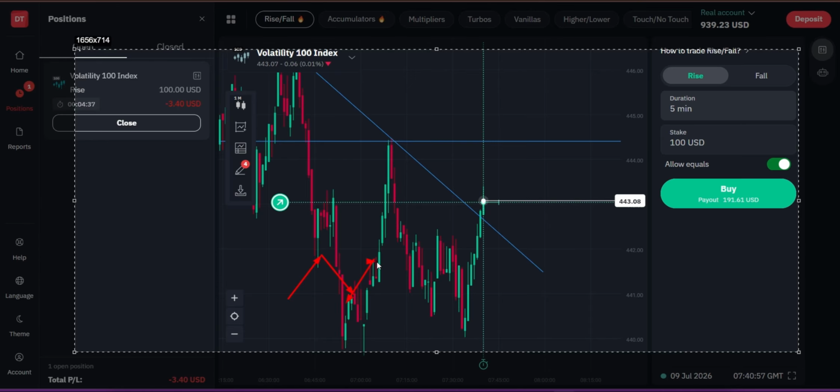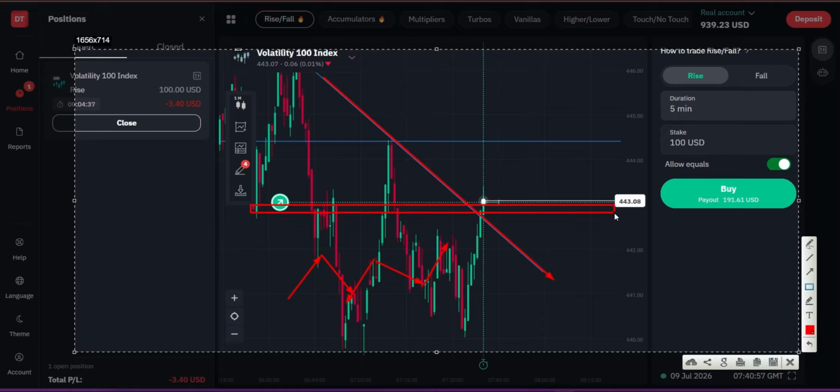Higher highs. So this is the structure. And then market made a lower highs. And then again, it tried to break the highs, previous highs. And this is a zone as well, the support zone. Okay. This is a support zone. And here I'm expecting that market will go to the next zone.